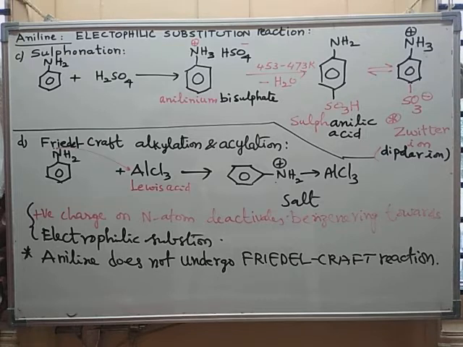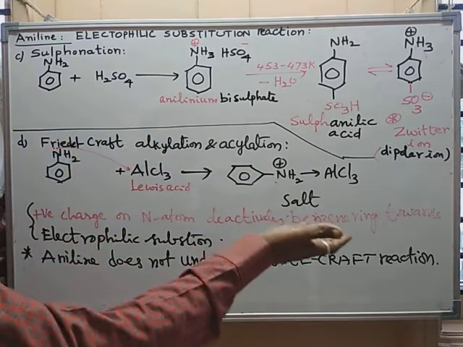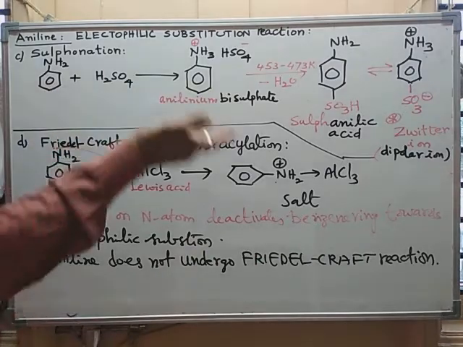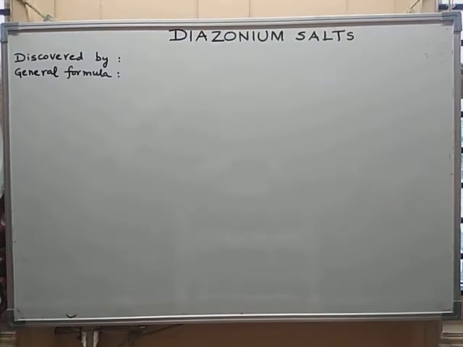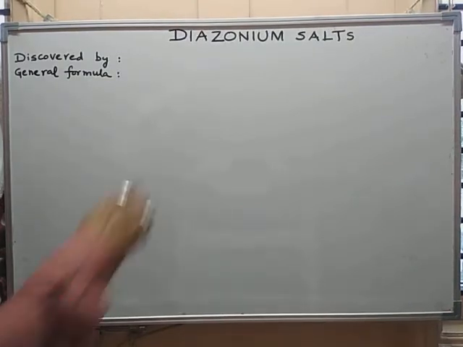That is the end of amines. After this, aromatic amines undergo diazotization with NaNO2 and H2O, and the final product is a diazonium salt. Diazonium salt is a special topic, which will be started very soon. The last topic under amines is diazonium salts.